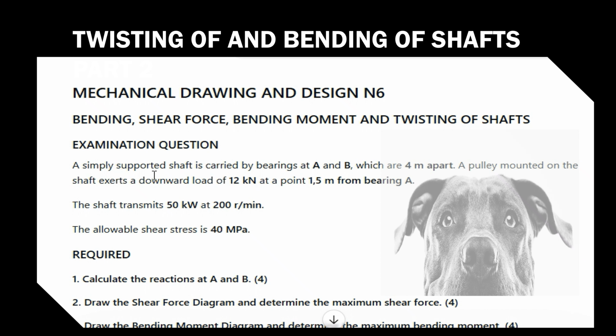Okay, let's start. A simply supported shaft is carried by bearings at A and B, which are 4 meters apart. A pulley mounted on the shaft exerts a downward load of 12 kilonewton at a point 1.5 meters from bearing A. The shaft transmits 50 kilowatts at 200 r/min. The allowable shear stress is 40 MPa.